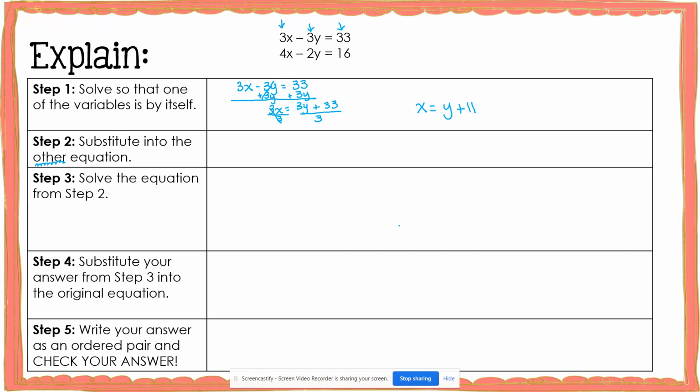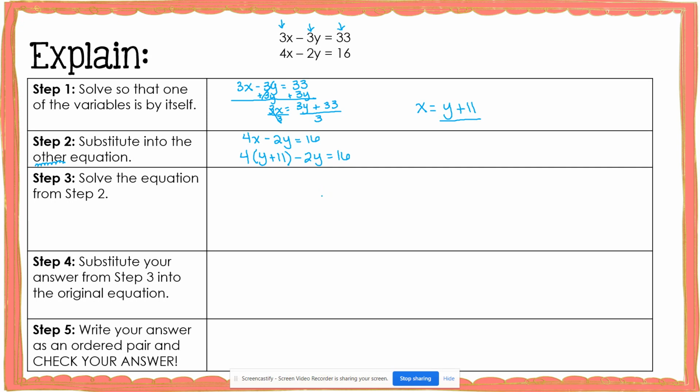So what I want to do here is make sure I substitute it into the other equation. We don't want to put it in the equation we just had, so we want to put it in the other equation. Well, the other equation that we didn't use before is 4x minus 2y equals 16. Well, remember 4x means 4 times x, but now we know that x is the same as y plus 11. So instead of 4 times x, I'm going to say 4 times y plus 11. And then the rest of this says minus 2y equals 16.